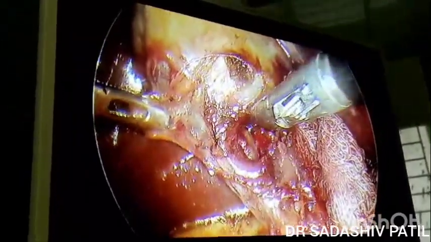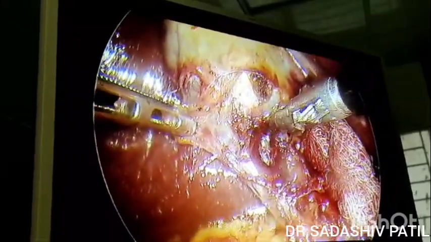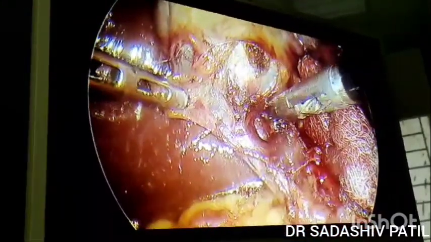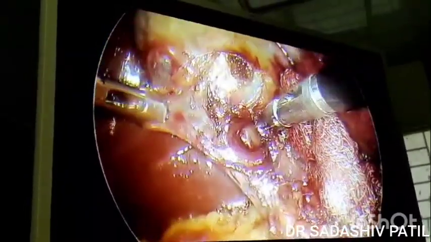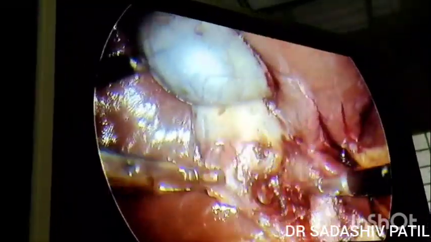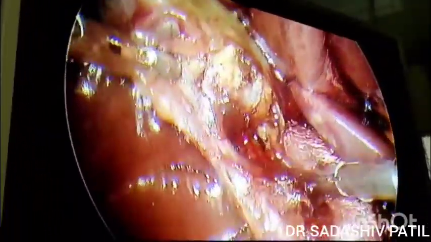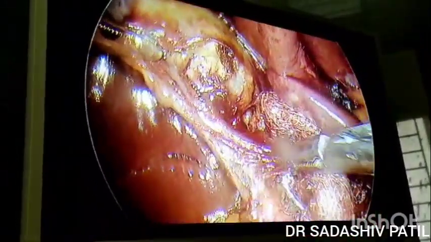The pain was coming on taking food, and was relieved when he was on an empty stomach. Patient was also hypertensive since last 10 years, and he was on Telma 40 milligrams OD. He also gave history of TURP 3 months back in an outside hospital.